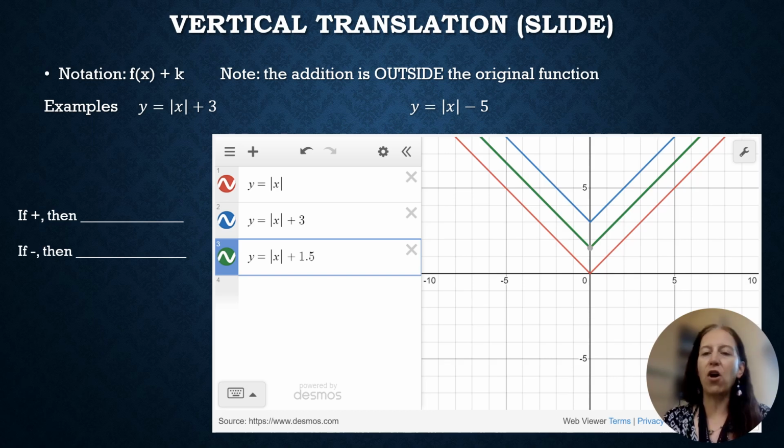And so what that did was it slid the graph up 3 units. Try not to look at it like, oh, well, it looks like it's skinnier. It's not skinnier. The only reason it looks that way is because you pushed it up. So the skinnier part is higher up on the graph. So look at that vertex and see what the vertex is.